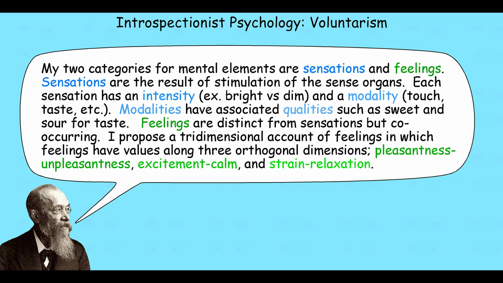Each sensation is going to have an intensity, for instance, bright versus dim, and a modality, touch or taste, and so on. Modalities have associated qualities. So, for instance, taste is going to have a set of qualities like sweet and sour. Feelings are distinct from sensations, but they co-occur. He proposes a tri-dimensional account of feelings, in which feelings have values along three orthogonal dimensions: pleasantness and unpleasantness, excitement and calm, and strain and relaxation.